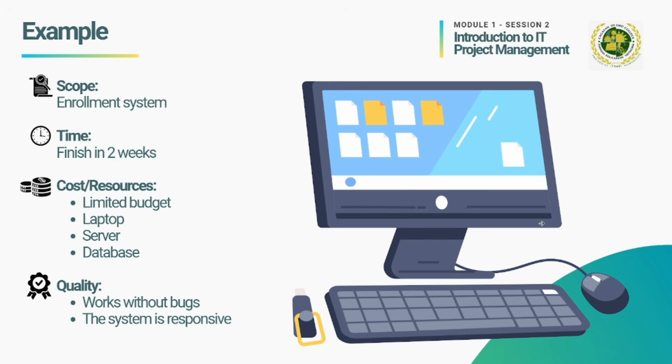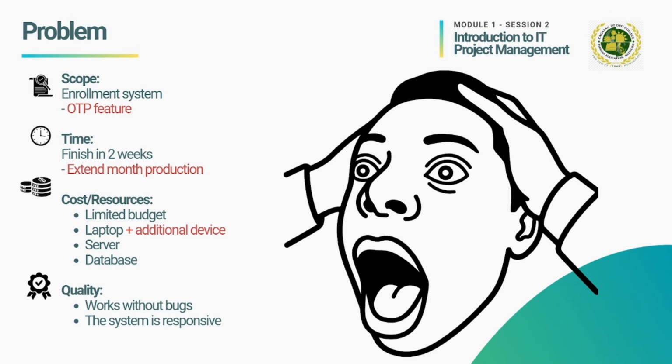Now, however, what happens if the client will make some suggestions? So this is actually a problem. Let's say, for example, in the enrollment system, they want to add an OTP feature. For time, now instead of finishing in 2 weeks, since we need to add a new scope, it affected the time, so we need to extend a month of production by adding that feature. Now for cost and resources, we need to be more efficient, so we need to add more devices.